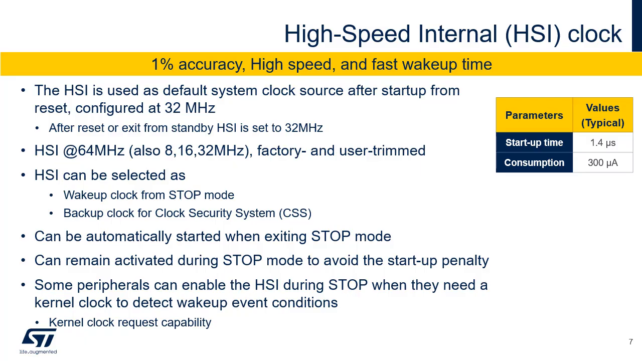The HSI is trimmed during production testing and can also be user-trimmed. A dedicated divider can generate 32, 16, or 8 MHz clock. The HSI can be selected as a clock at wake-up from system stop and as the backup clock if an HSE failure is detected by the clock security system.